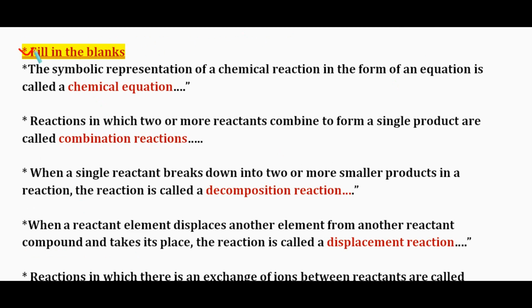Now see the questions based on fill in the blanks. The symbolic representation of chemical reaction in the form of an equation is called chemical equation. The reactions in which two or more reactants combine to form a single product are called combination reactions. When a single reactant breaks down into two or more smaller products, the reaction is called decomposition reaction. When a reactant element displaces another element from another reactant compound and takes its place, the reaction is called displacement reaction.